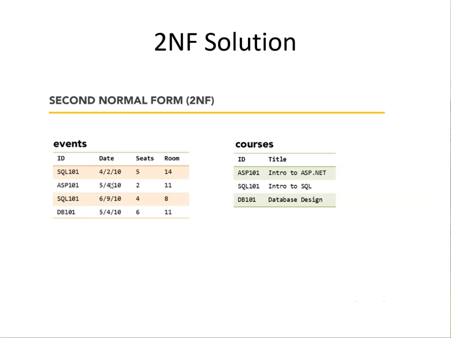Now, a word here to remember: if a table is in first normal form and the key is not a composite or a compound key, then it is in second normal form. The only time you really have a problem with second normal form is usually when you're dealing with a compound key, so keep that in mind.